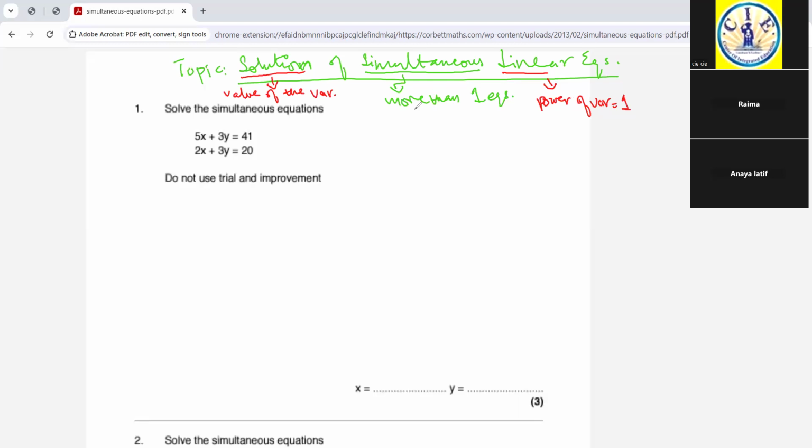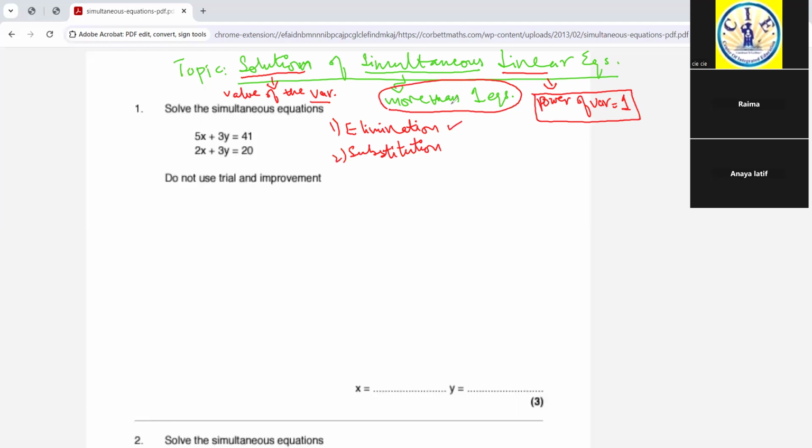So this means we would be given more than one equation, and those equations are going to have the highest power of the variable to be 1, and we need to solve them. That means we need to find out the value of the variable involved. For this, we have got two methods: the elimination method and the substitution method. I'll be solving this question first of all with the elimination method.